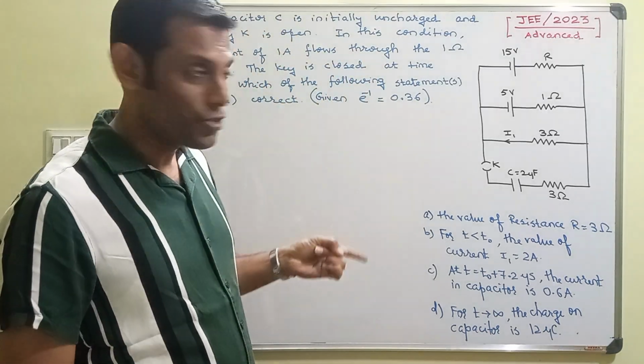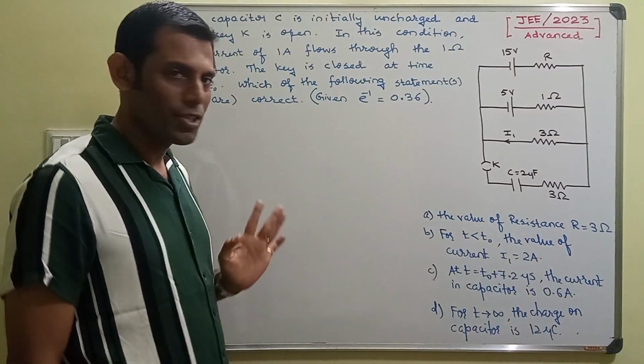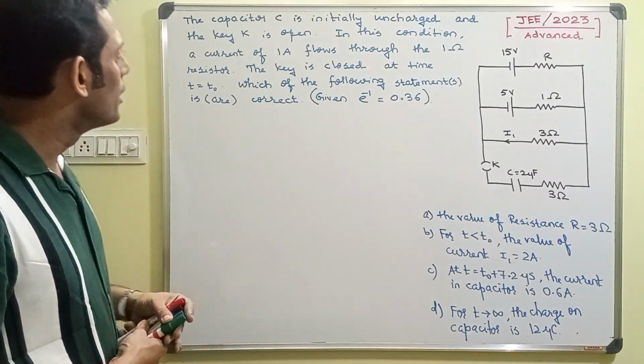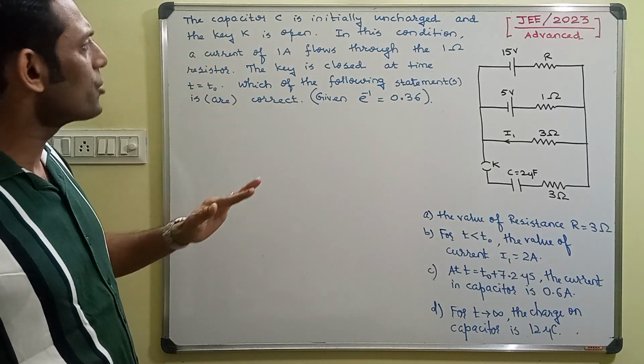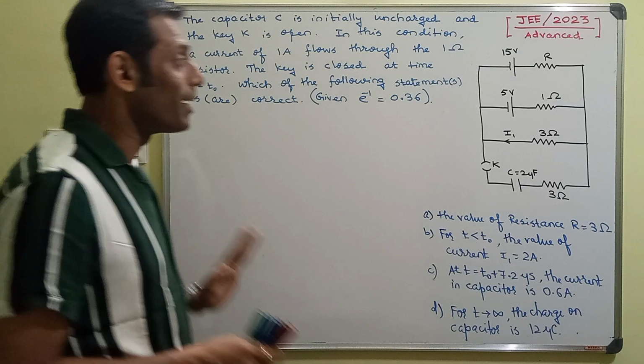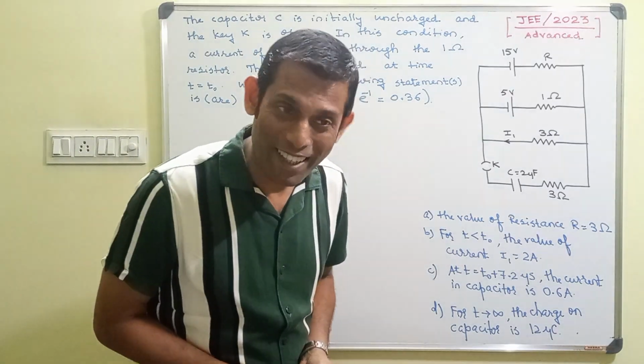2023 advanced question on circuits. This is, I will say, a magnificent fast question. Capacitor C is initially uncharged and the key K is open initially. In this condition, a current of 1 ampere flows through the 1 ohm resistance. This 1 ampere current flows in which direction is the question.